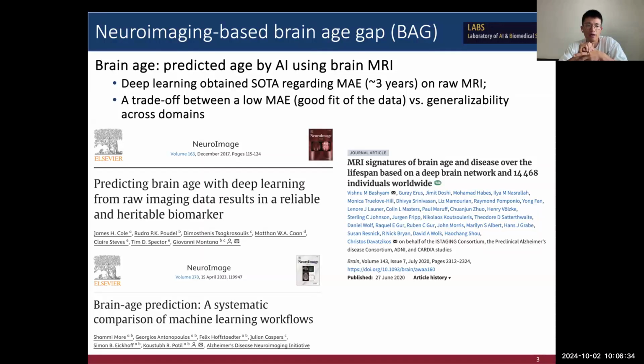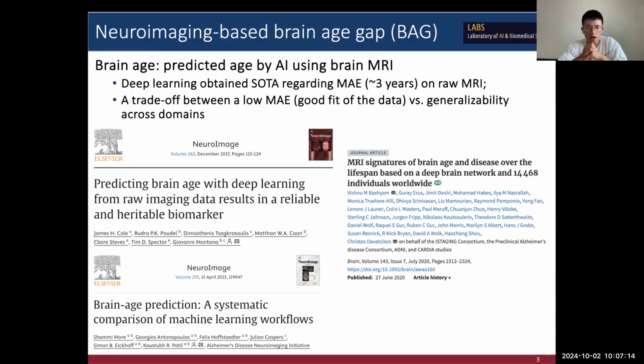That means if we train the model on a healthy control population and derive the brain age gap, and we want to check whether those brain age gaps differ between disease groups across other domains, the paper published 2 years ago from UPenn showed that if your neural network achieved a much lower MAE, meaning you may fit your data very well, the generalizability of the model to a disease domain, like Alzheimer's disease versus healthy control, actually showed lower separability between the two groups.